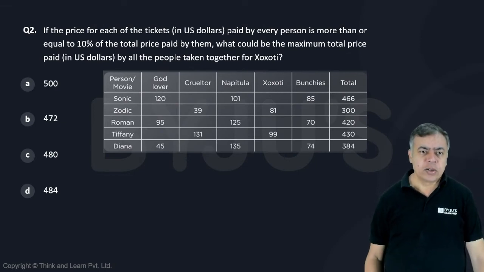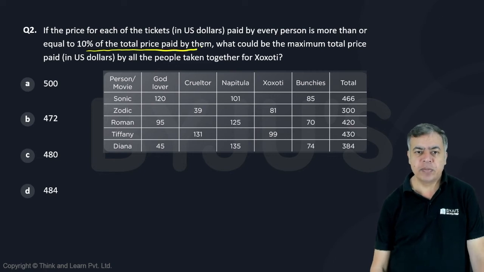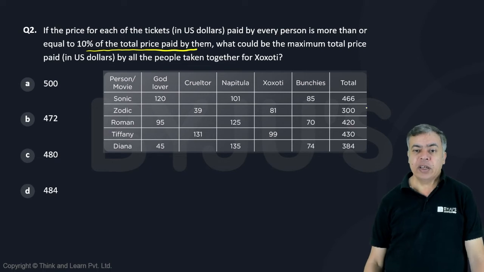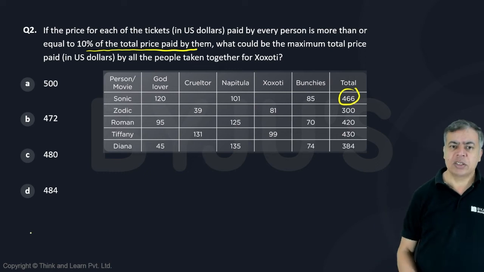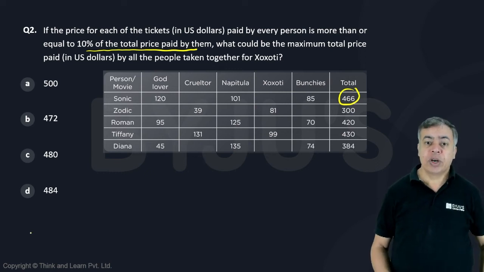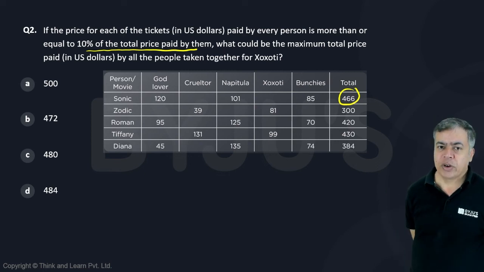Okay, the question is, if the price for each of the tickets paid by every person is more than or equal to 10% of the total price paid by them. So that means for every movie, whatever is the total, all movies must have a price greater than or equal to 10% of this, that is 46.6. So greater than or equal to 46.6. That should be the price of all the movies. What could be the maximum total price paid by all the people taken together for X?